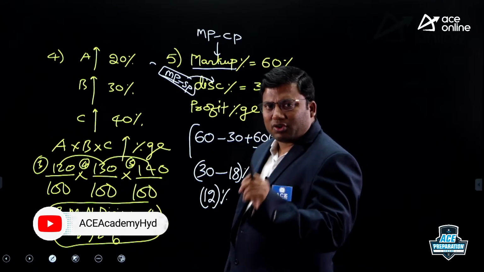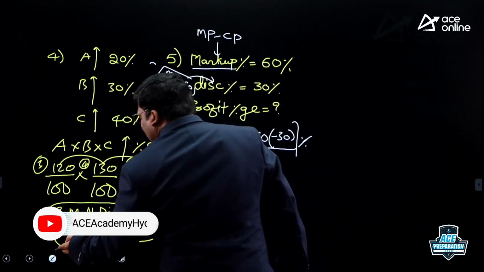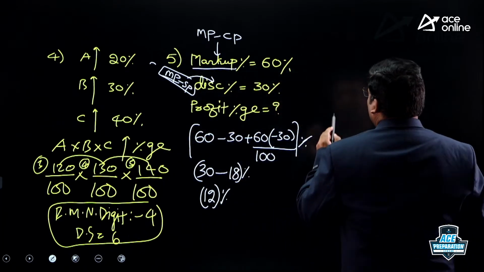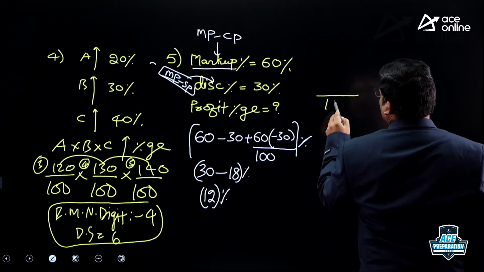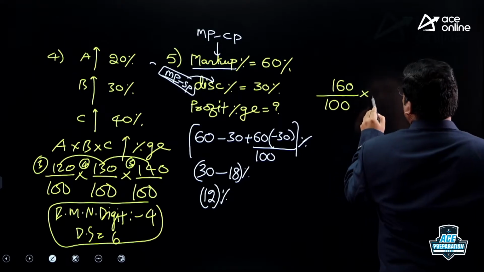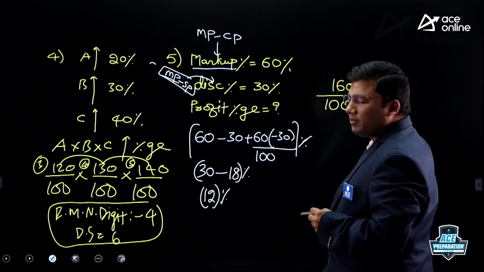Exactly this kind of question was asked in your question. You will do it as 12%. But if you ask me, I will always keep an eye on the answer options. Markup 60, there is an increase of 60, so this will become 160. On 100, there is a discount of 30, so it will become 70.